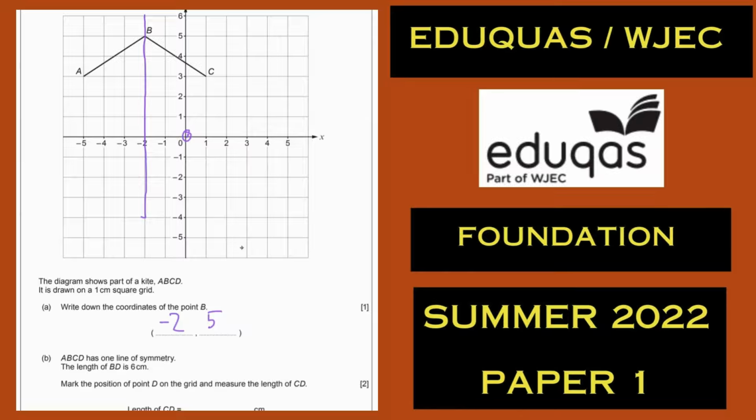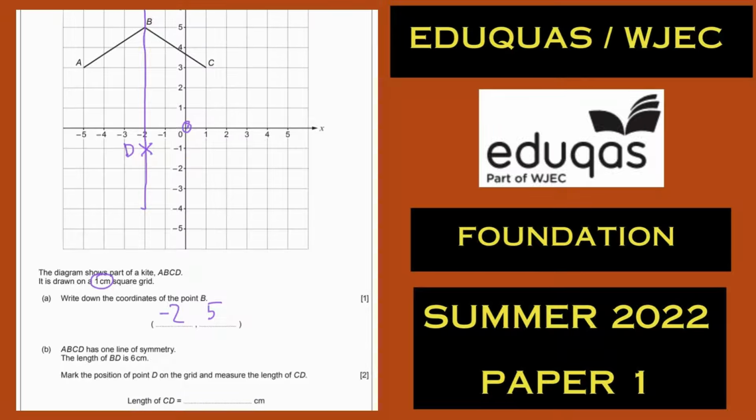It says, mark the position of D on the grid, because the idea is BD is 6 centimetres, and this grid is, whether your teacher's reduced it or not, a 1 centimetre grid, so D needs to be down here. In other words, 6 squares away.